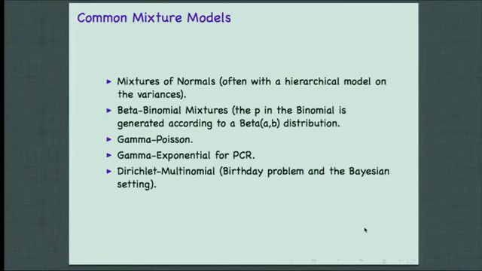So we talked about, just to stop and say, these are the common ones that come up the most: the mixture of normals, beta binomial mixtures. So I showed you an example where you have a beta distribution for the p. You have the gamma Poisson, the gamma exponential, and then the Dirichlet multinomial, which comes up a lot in the Bayesian framework, especially for doing various kinds of categorical examples. And if you don't know anything about the Bayesian framework, it's a shame, because now we have modern computers, it's really useful.